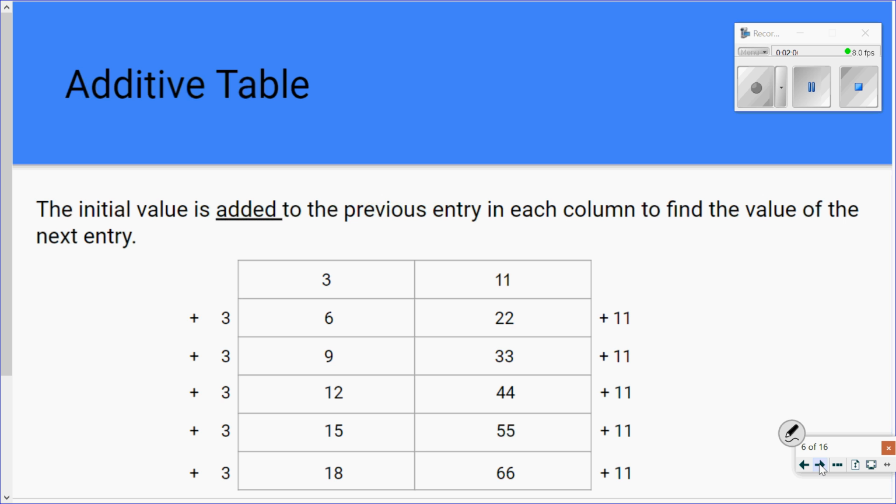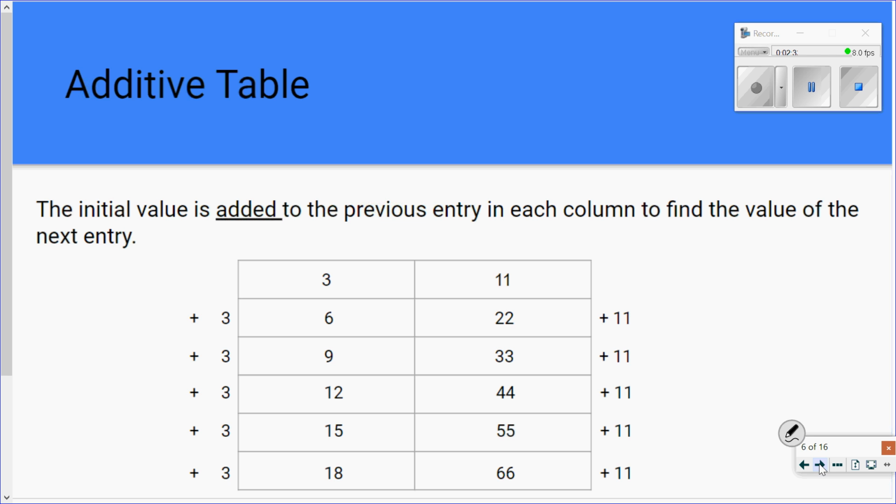Well, it's already up there. So this is an additive table. The initial value is added to the previous entry in each column to find the value of the next entry. So here we started off with 3 to 11. We want to find the next number. All we did was add 11 to 11, we got 22. We added 3 to 3, we got 6. So we got 6 to 22.